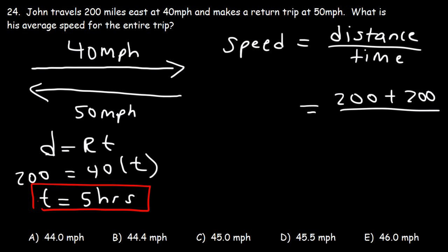When you think of the rate 40 miles per hour, that means in 1 hour he travels 40 miles. In 2 hours, he covers a distance of 80 miles. 3 hours, 120, 4, 160. So in 5 hours, he's going to travel a distance of 200 miles.